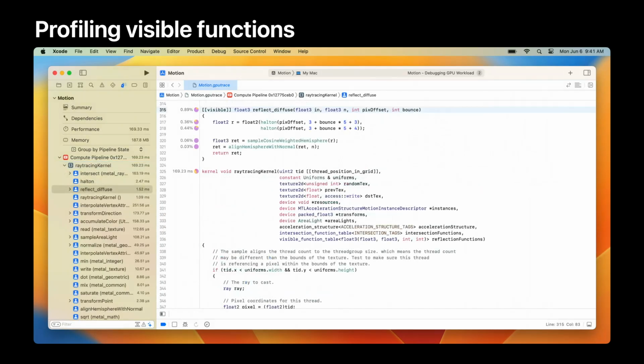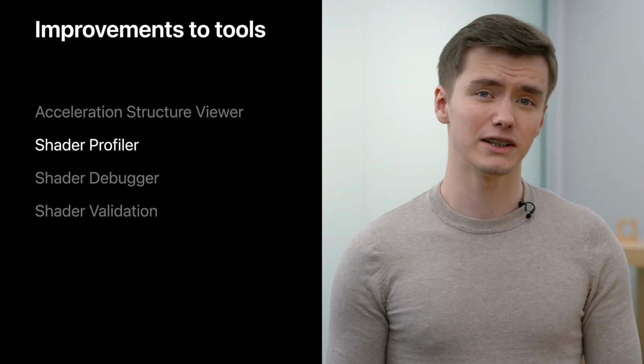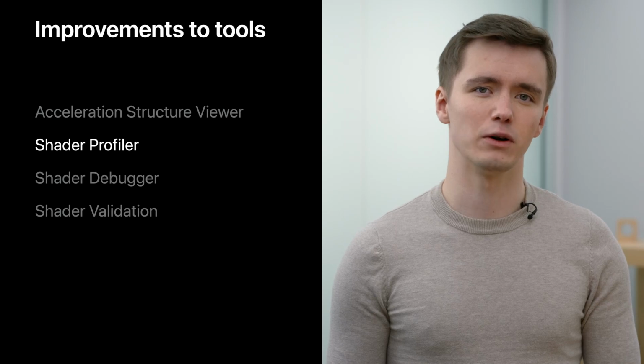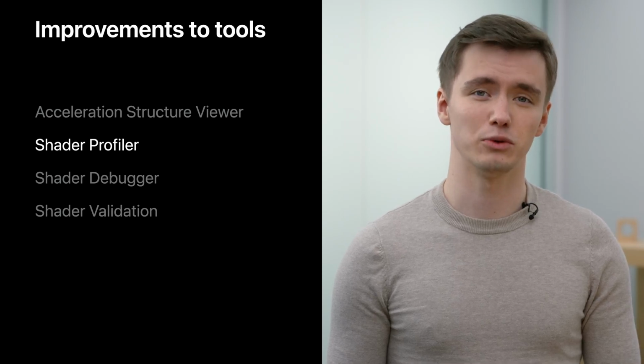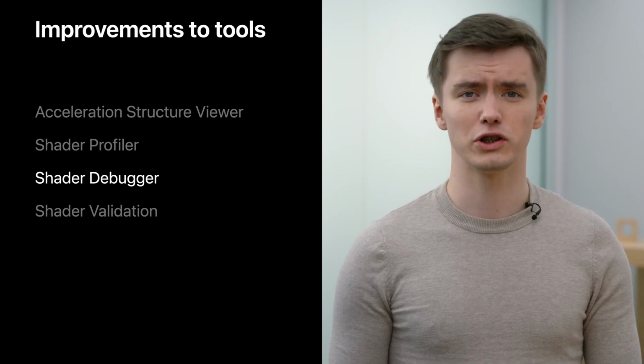Profiling visible functions works the same way. And similarly, detailed profiling information is now available for shader code from linked dynamic libraries. With these additions, you now have the full breakdown of the performance of your pipeline, down to each line of code. Moving on to the shader debugger.